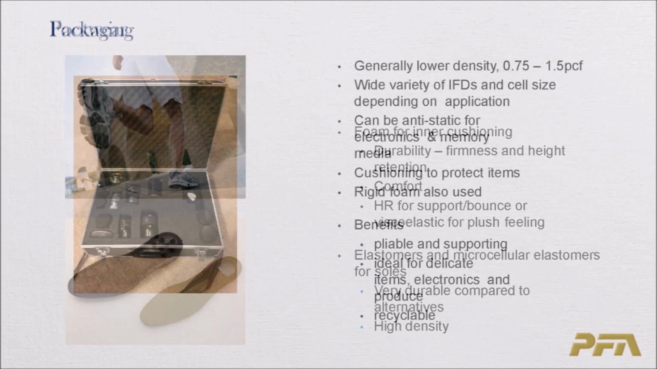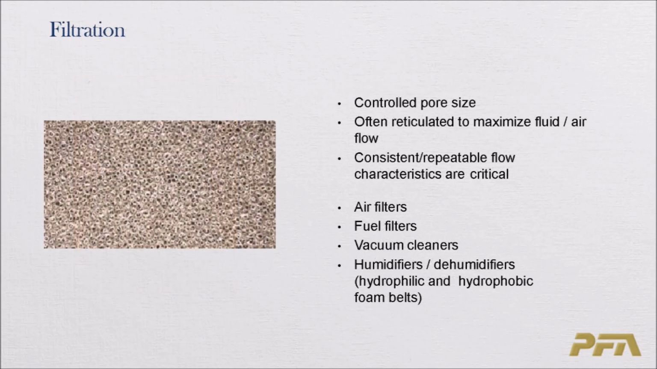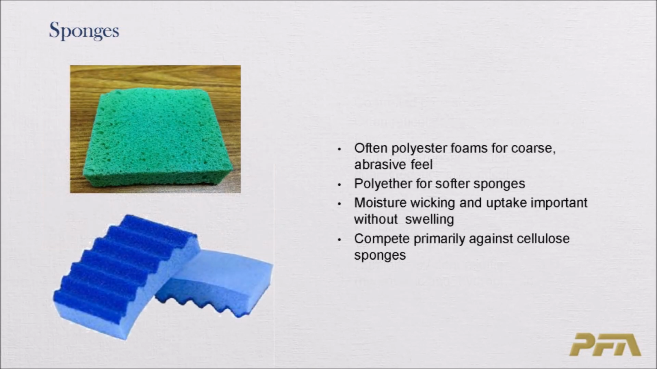Polyurethane foam is also very useful in packaging. It's lightweight, it's flexible, and it can hold things in place. Foam can be really great for filters. They're often polyester for the pore size control. Polyurethane foams can also be used for sponges. More often than not, when you get your very inexpensive foam at the dollar store for sponges, you'll probably see more cellulose sponges. But there are some applications where you'll see polyurethane foams as well. Polyester foams are often used for coarse and abrasive scrubbers, while polyether foams are very helpful for softer sponges.